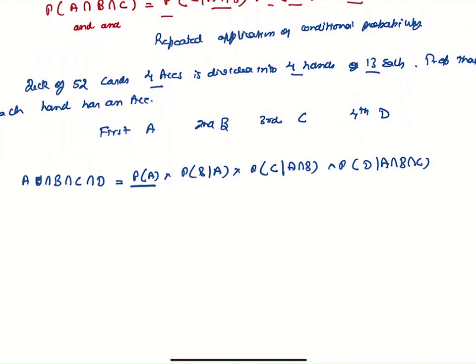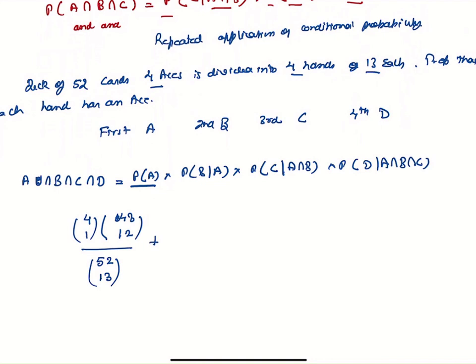There are 4 aces, so we are choosing 1 out of 4, and out of the remaining 48 cards we are choosing 12. Of course, the sample space would be 52 choose 13.